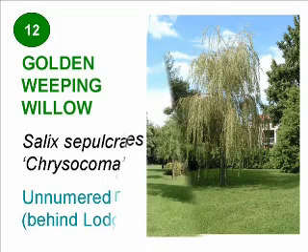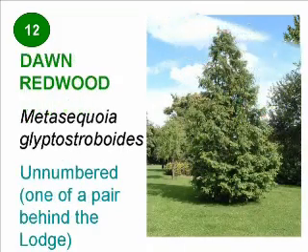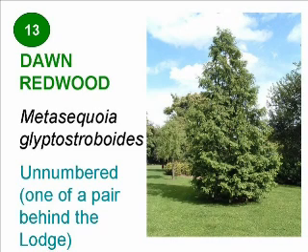Tree 13 is the dawn redwood, one of a pair behind the lodge in this same area, again unnumbered. Looking like an evergreen conifer, this prehistoric tree is actually deciduous. Rediscovered by a Chinese forester in 1941, it is rapidly growing with a conical crown, with the bark orangey when young.